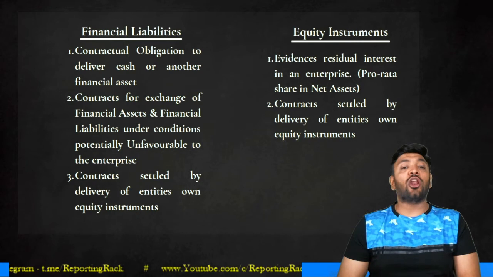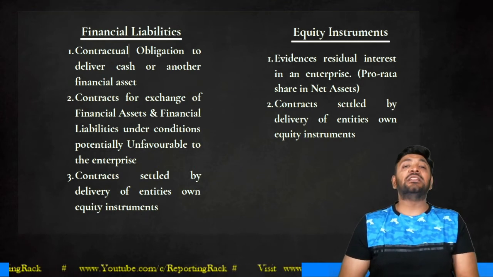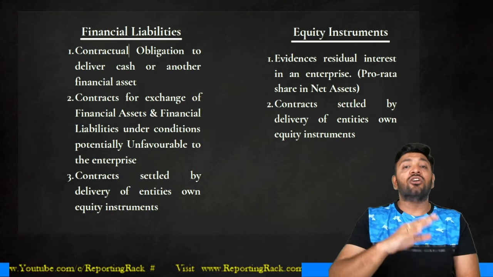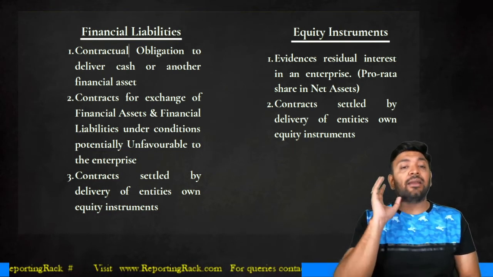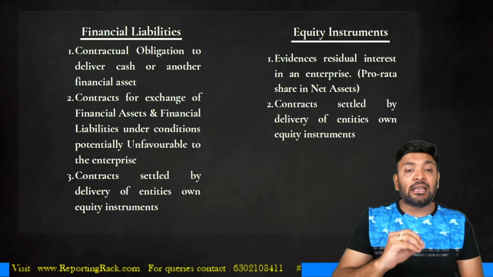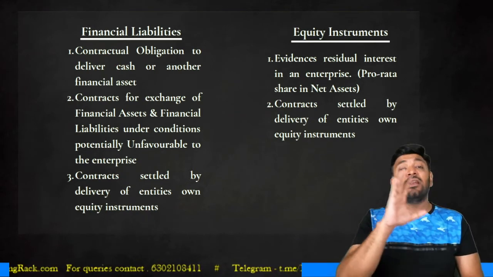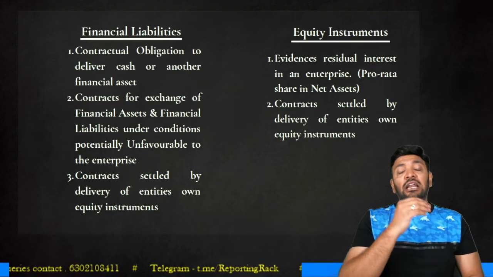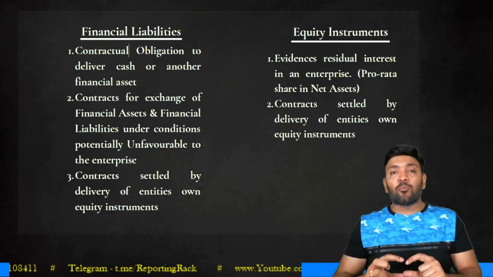Financial liabilities are a contractual obligation to deliver cash or another financial asset: creditors, outstanding expenses, bills payable, salaries payable. A contractual obligation to pay cash, or instead of cash to deliver another financial asset. Clear? These are financial liabilities. Then contracts for exchange of financial assets and liabilities under conditions which are potentially unfavorable to the enterprise. We have seen the example of X and Y exchanging in a contract. Wherever it is potentially favorable, I'll classify it as financial asset. When it is potentially unfavorable, it should be classified as financial liability. Remember, if it is a financial asset to one enterprise, it will automatically become unfavorable to the other enterprise and classified as financial liability.